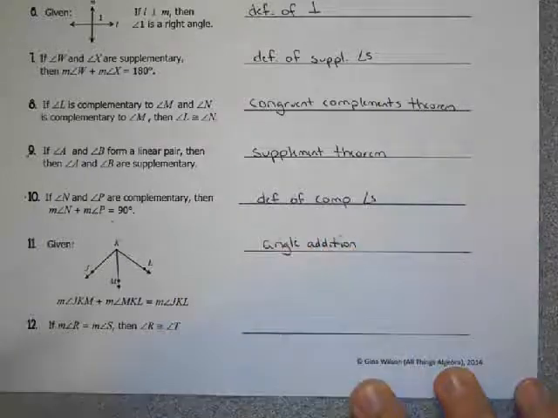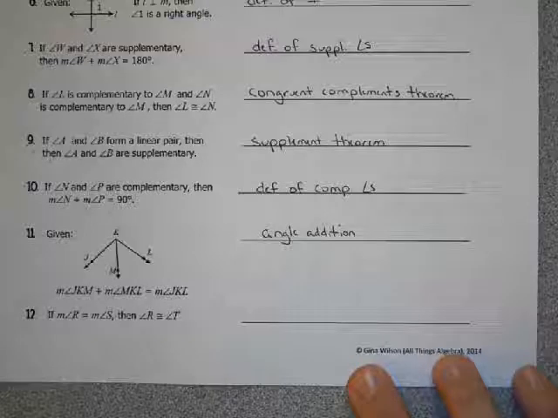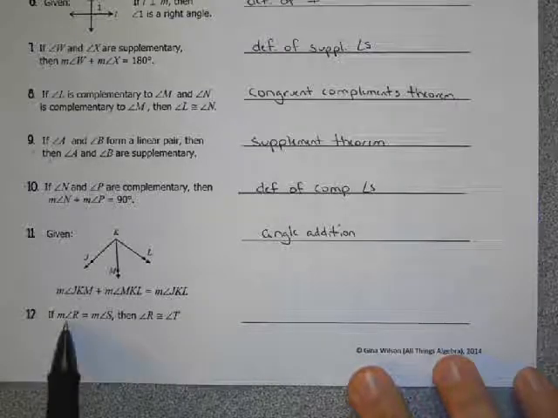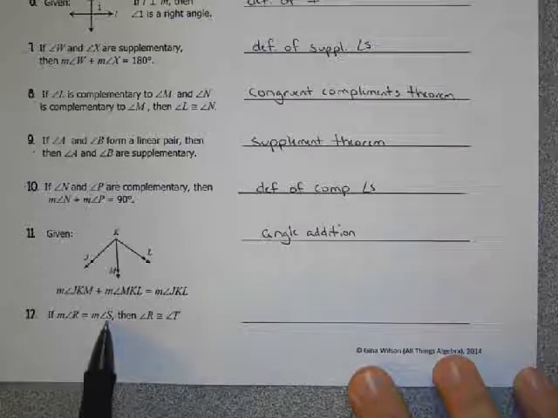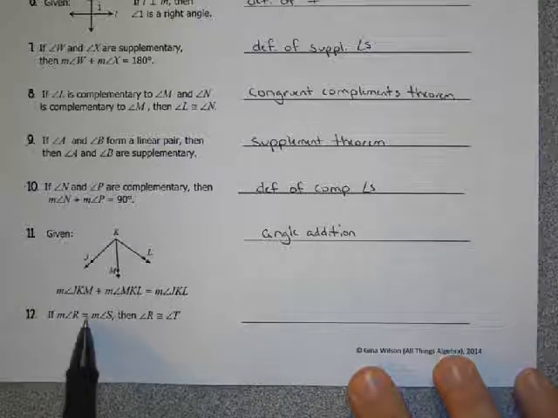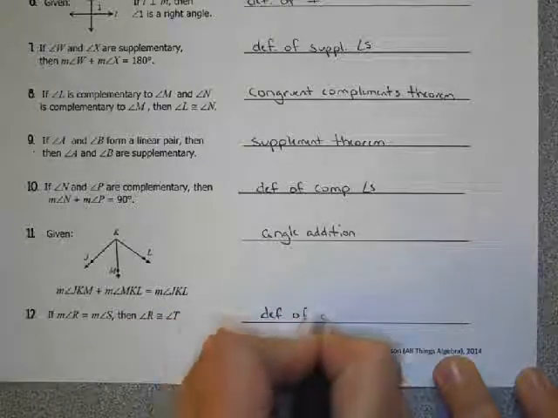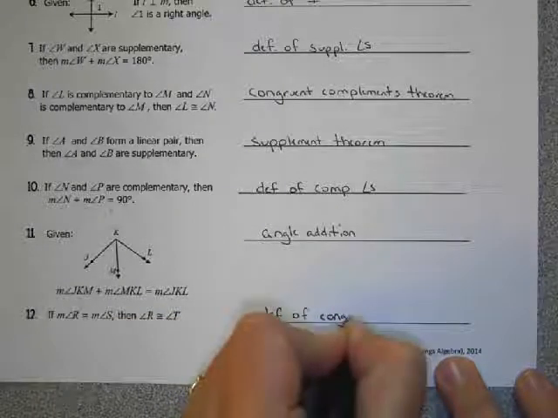And finally, if the measure of angle R equals the measure of angle S, then angle R is congruent to angle S. So again, we went from equals to congruent, so that is the definition of congruence. So those are more specific reasons than the sheet that we just looked at.